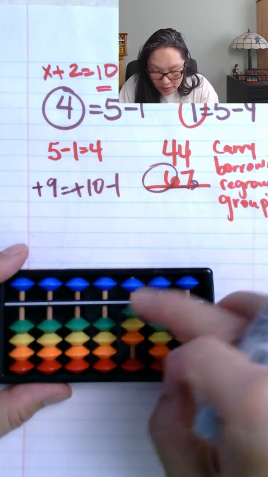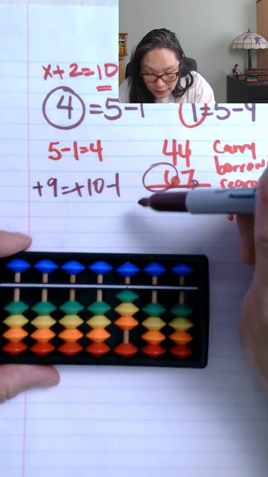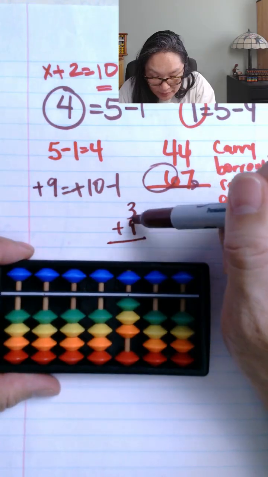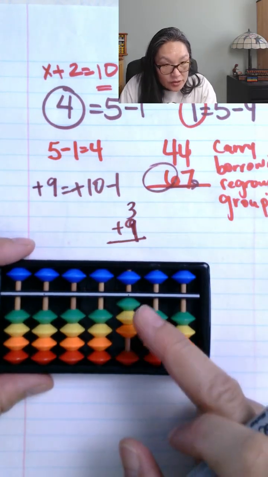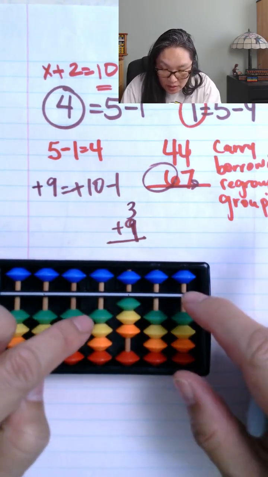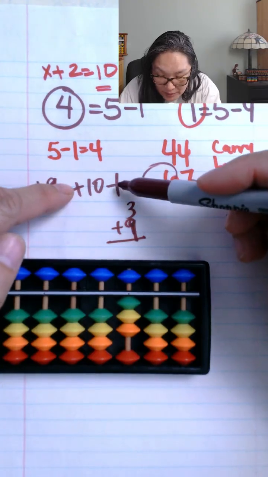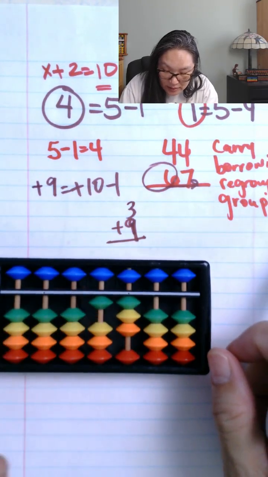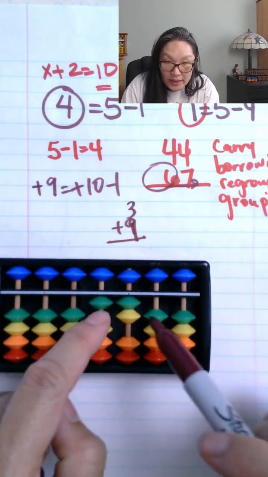So if we did 3 plus 9, you'll see that there's a pattern. How does the abacus work? Hey, Sandra, hold on just a minute. Plus the 9 is plus the 10 minus the 1. So my answer is 12.